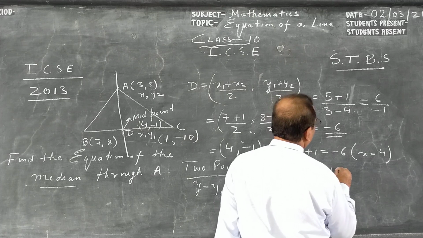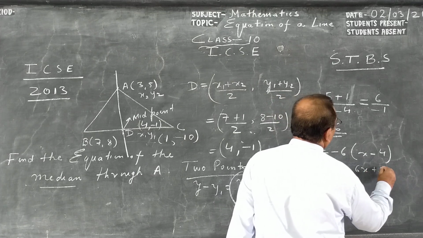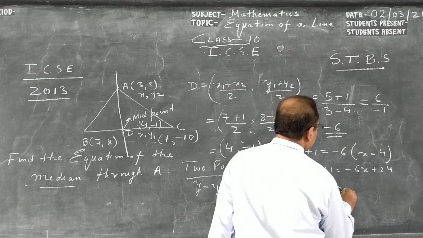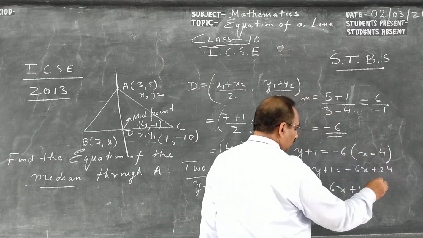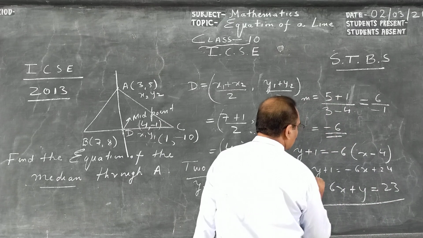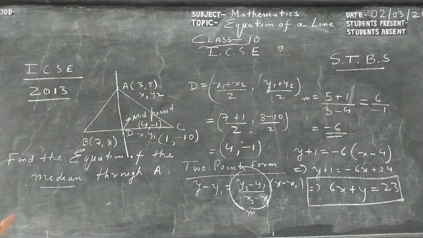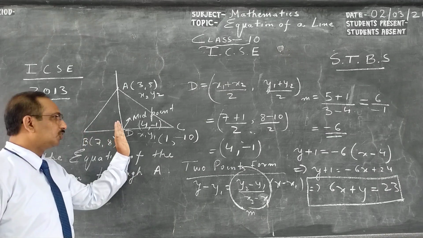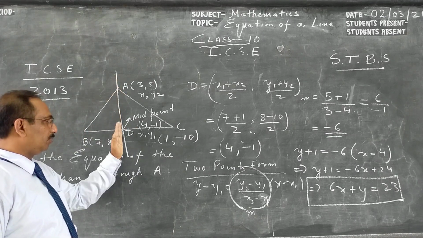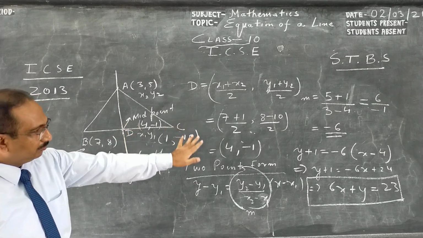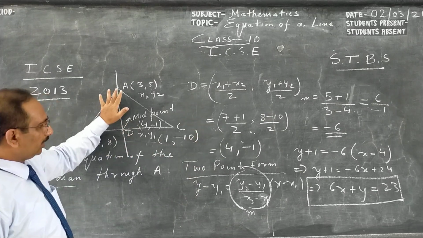y plus 1 is minus 6x plus 24. So 6x plus y, the 1 goes there, it's 23. So this is the equation of the median through A. Kindly pause the video and do it. So your answer will be 6x plus y equals 23. So once more, a median is a line joining a vertex to the midpoint of the opposite side. We find the midpoint and then we come to the 2-point form.